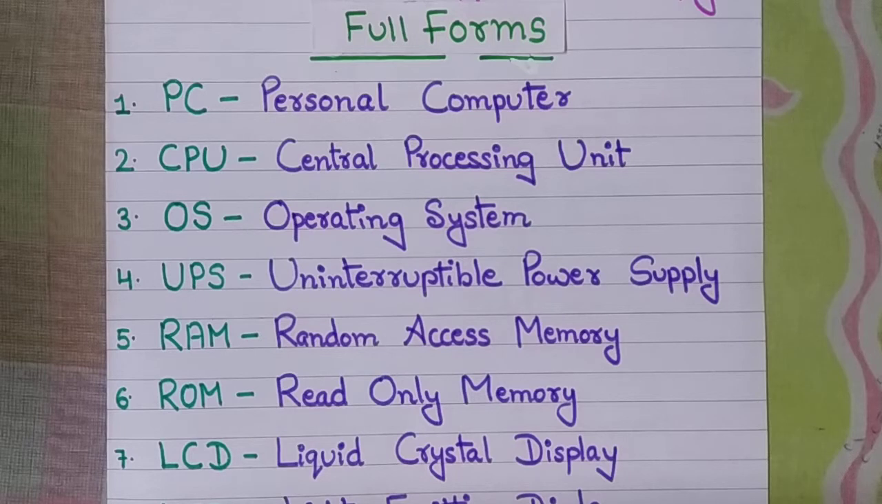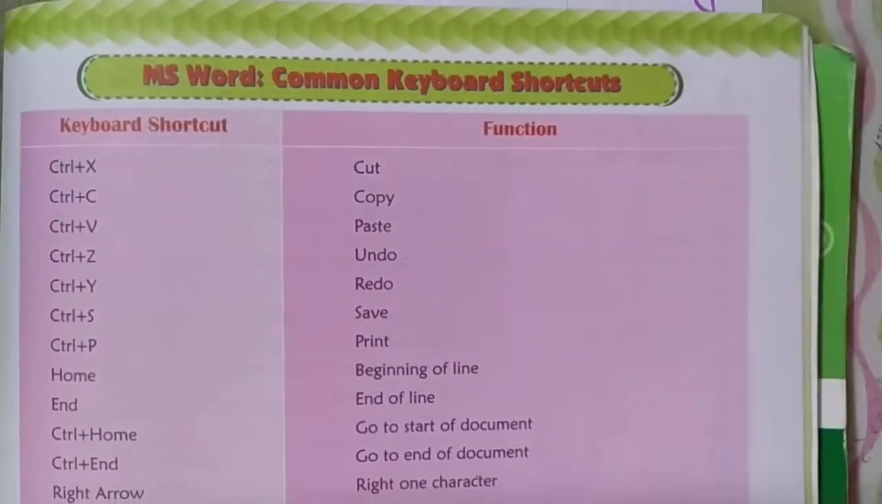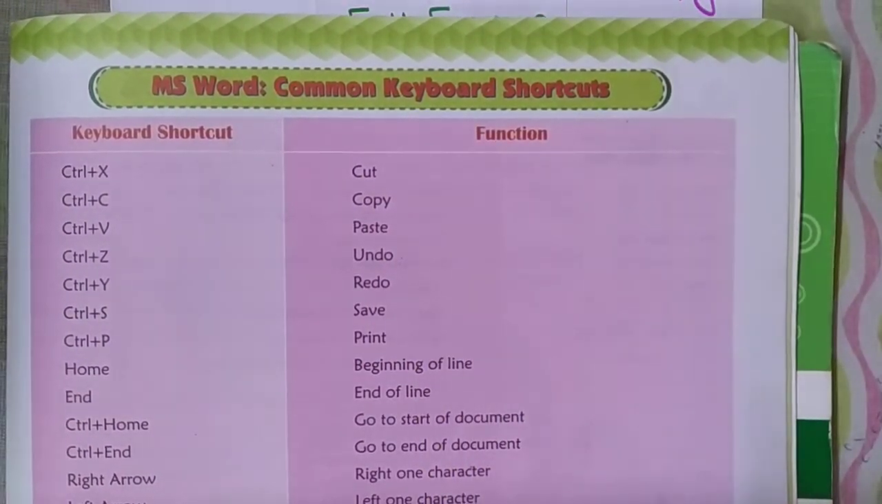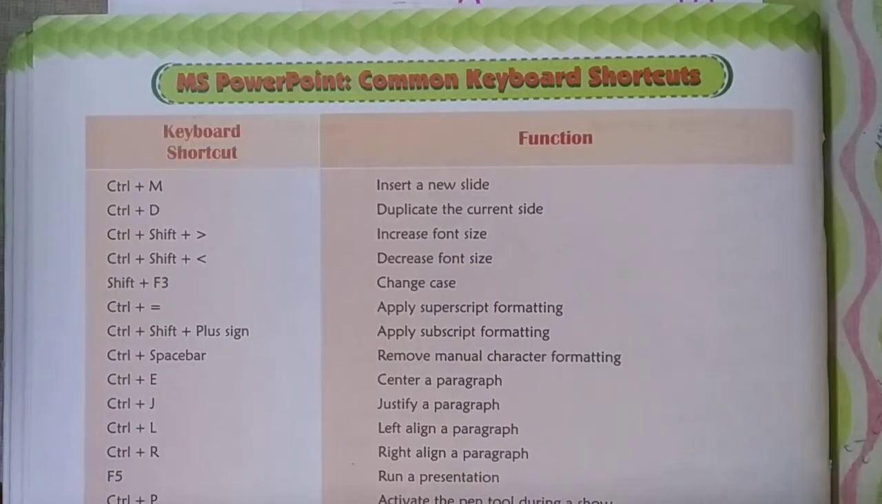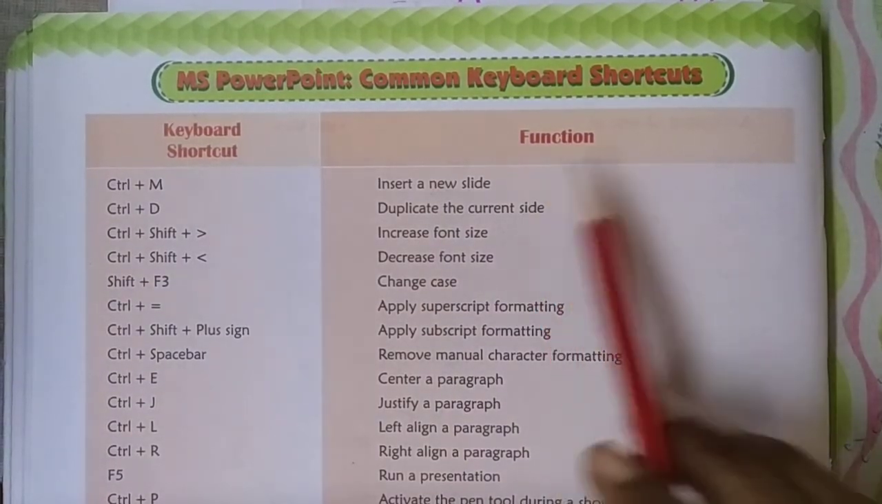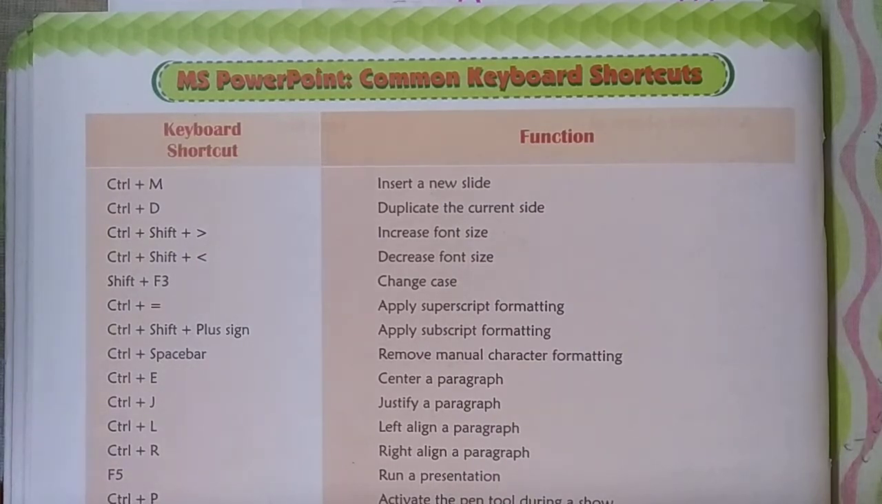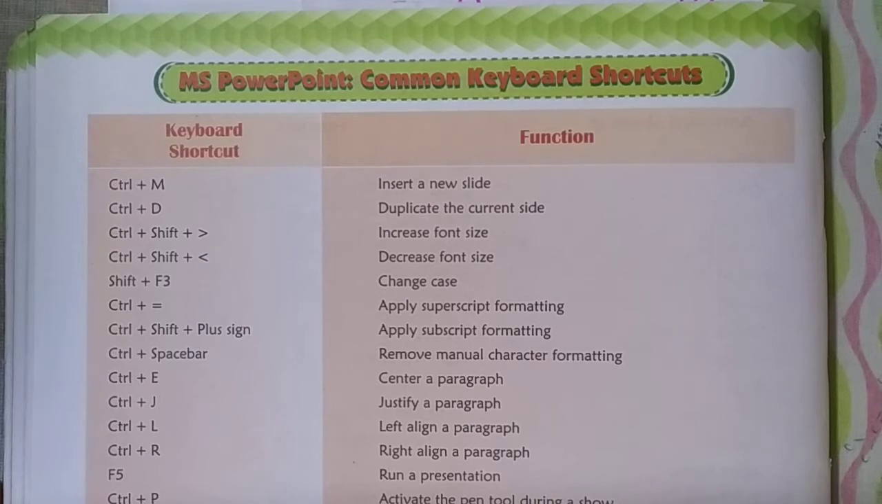Before starting, I want to tell you that you have to learn these full forms for the next coming examination, and you have to learn the MS Word common keyboard shortcuts, which are given in your book on page number 115, as here it is. And you have to learn the shortcut keys for the MS PowerPoint common keyboard shortcuts, given on page number 116. You have to learn the shortcut keys of both Word and PowerPoint, and after that you have to learn the full forms, as I am going to discuss now.